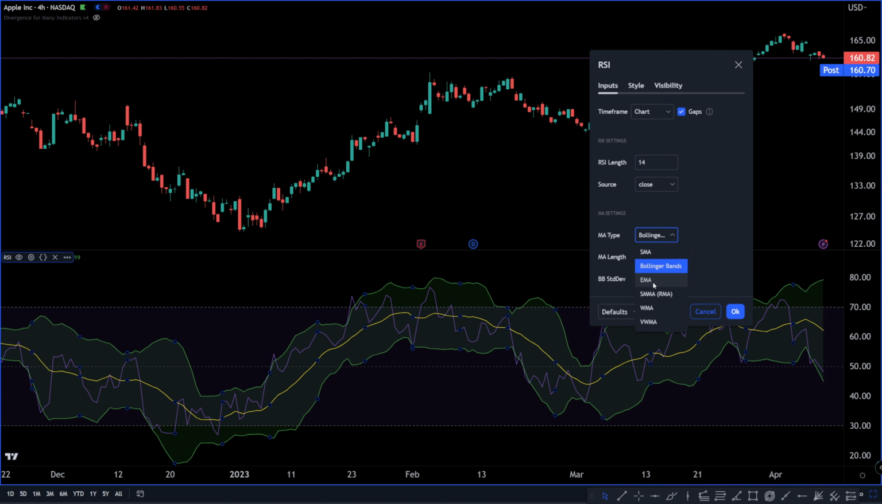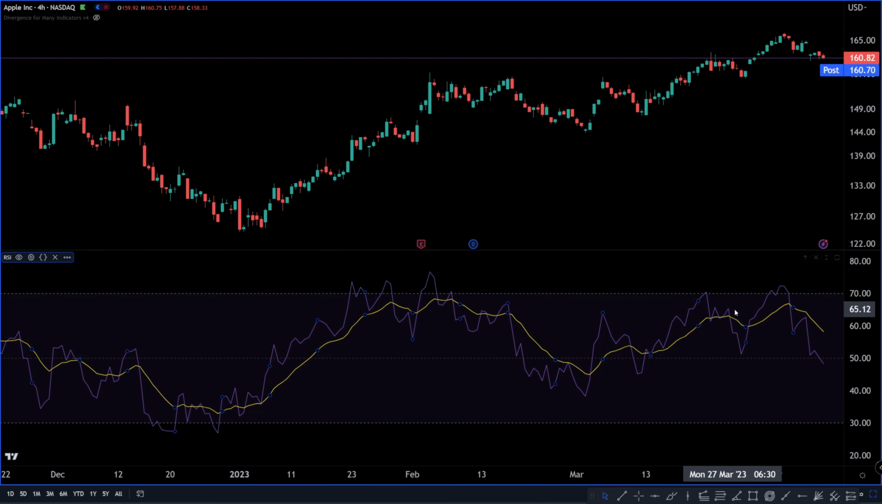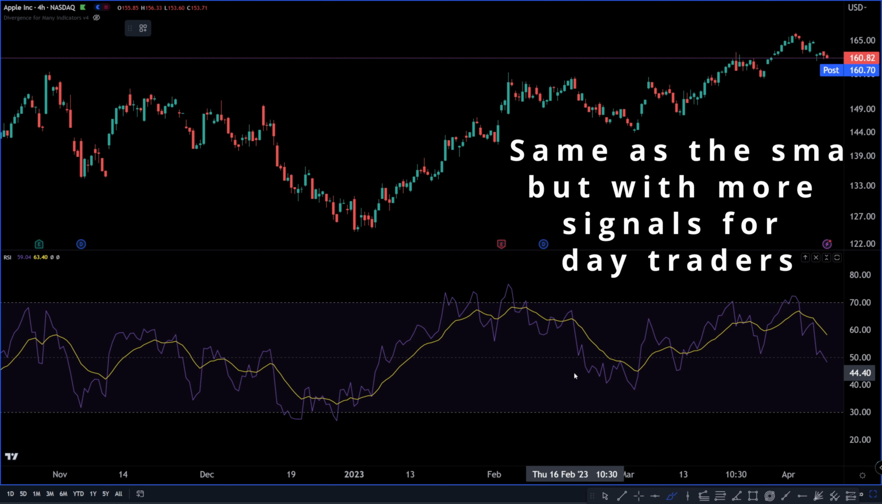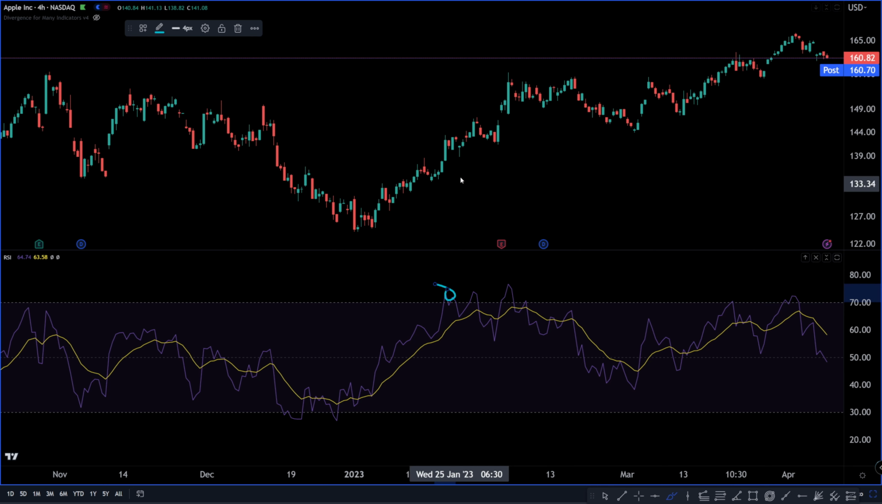Then we have the exponential moving average. The EMA gives more weight to recent RSI values, making it more responsive to price changes. A bullish signal occurs when the RSI line crosses above the EMA, and a bearish signal occurs when the RSI line crosses below the EMA.